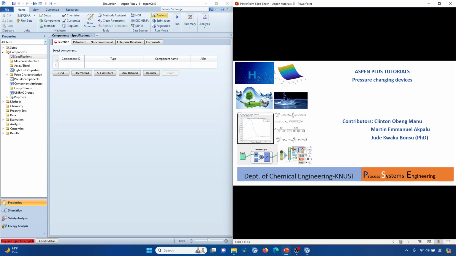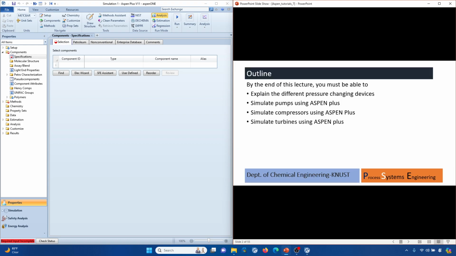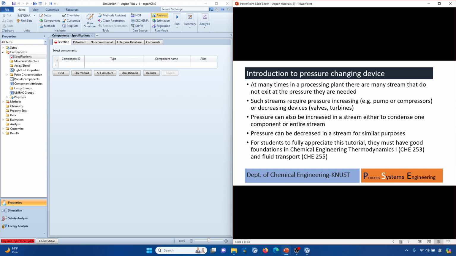Welcome to this lesson on pressure changes in Aspen Plus. At the end of this lecture, we hope to be able to simulate the different types of pressure changing devices in Aspen Plus and see how they work and how they can be integrated into processes. There are different types of pressure changes.